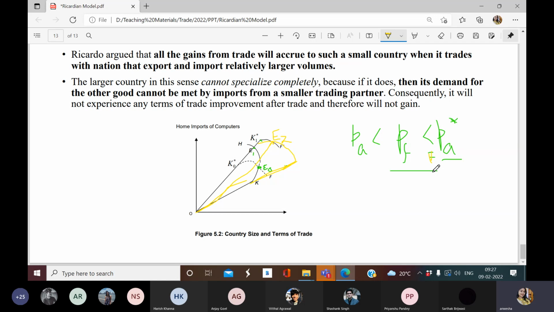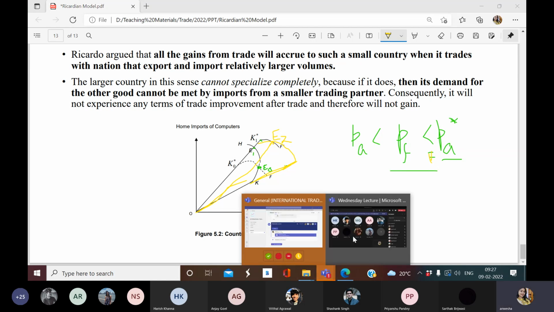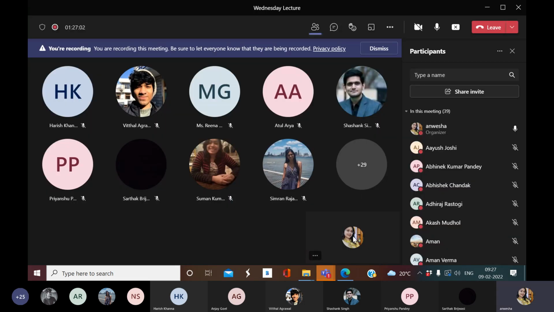Now both the countries are very large. So if the home country is also very large, that means if there is too much production of computer, the foreign country will be able to sell that computer. And if the home production of textile is very high, then what will happen? If the foreign country's demand for textile is very large, it can meet its demand for textile by importing from the large home country. So that means if the countries' relative sizes are not very different, then only the two countries can enjoy gains from trade.